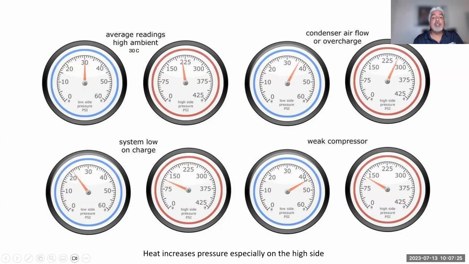Now, this is all under the assumption here, before you start judging the compressor, that the system is properly charged with the correct amount of refrigerant in there. So definitely want to pay attention to that.